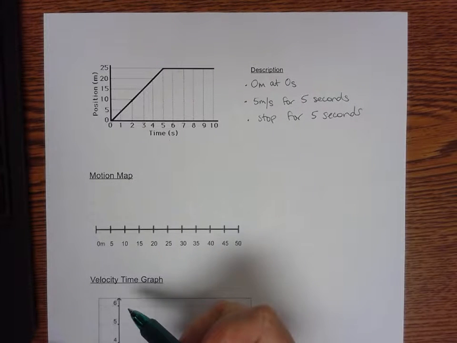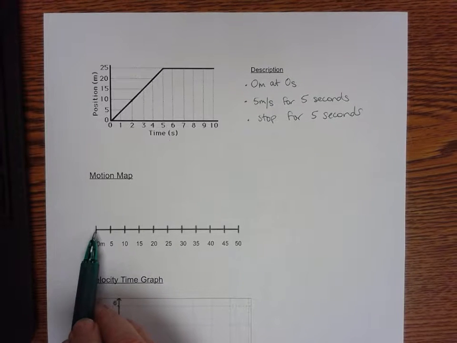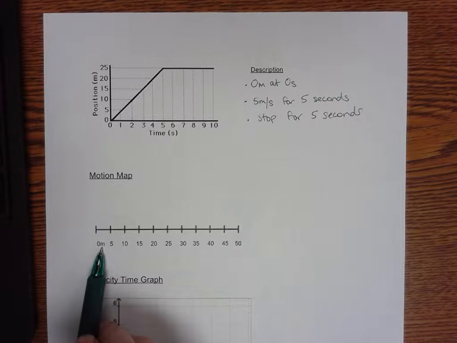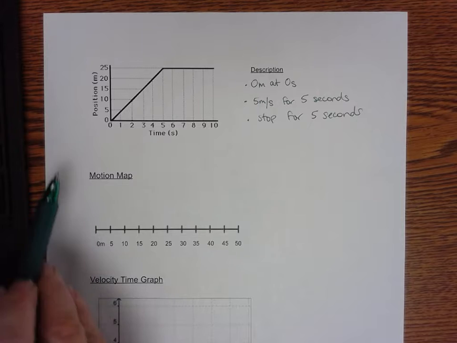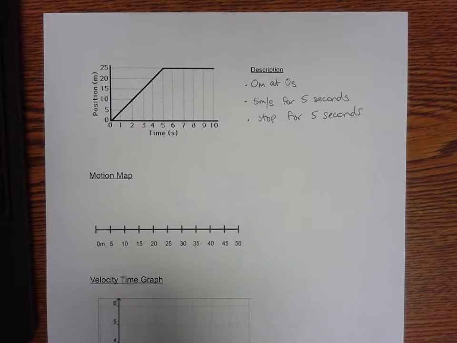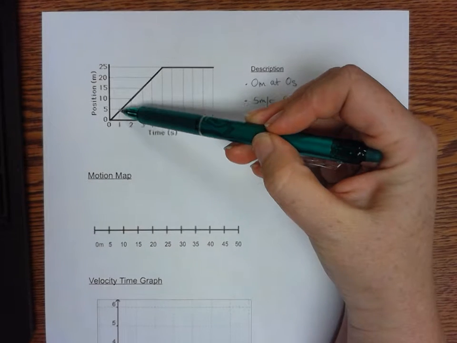In order to change this into a motion map, I need to think about where I am every single step of the way, and you'll notice that this is meters. Sometimes people confuse this for seconds, but it's not seconds, it's meters. It's my position, which is this up here. So if I consider where I am for every single second, because I must have a dot for every second, it's almost as if I have coordinate pairs.